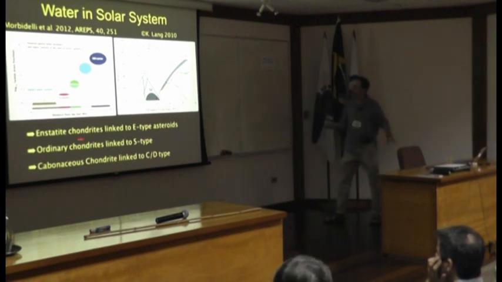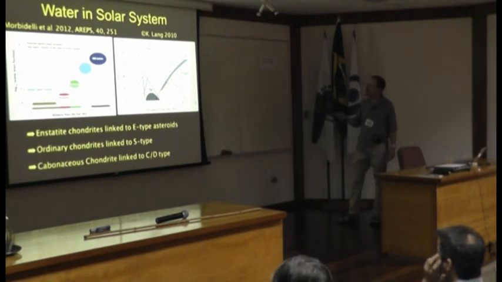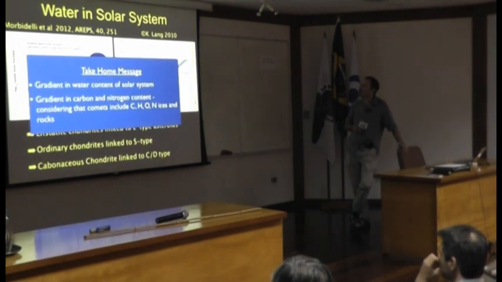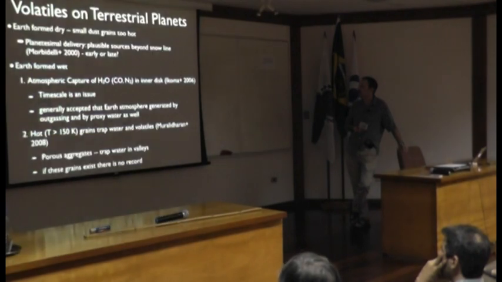So they say N-type chondrites are linked to E-type asteroids. Ordinary chondrites are linked to S-type, that's this one, and carbonaceous are C to D. And so then they plot the water content based upon the fraction of water that's in each of these different chondrites. You see there's the Earth. Okay, so we know there's a gradient in water. There's also a gradient in carbon and nitrogen content in the solar system.